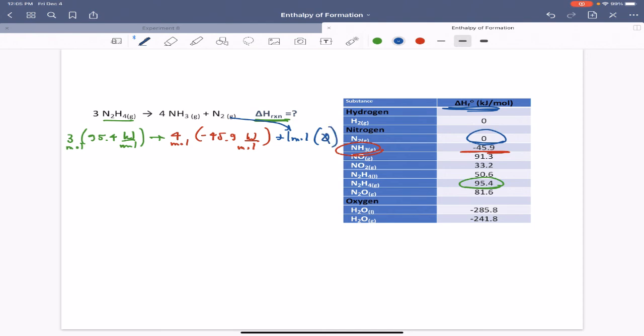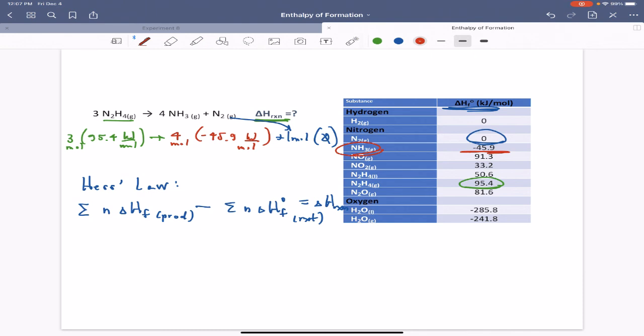So to figure out what the overall enthalpy of reaction is here, I'm going to do a calculation called Hess's Law. It looks like this. I take the sum of the moles times the enthalpy of formation for the products, minus the sum of the moles times the enthalpy of formation for the reactants. If I add all of those together, I'm going to get the enthalpy change for this reaction.